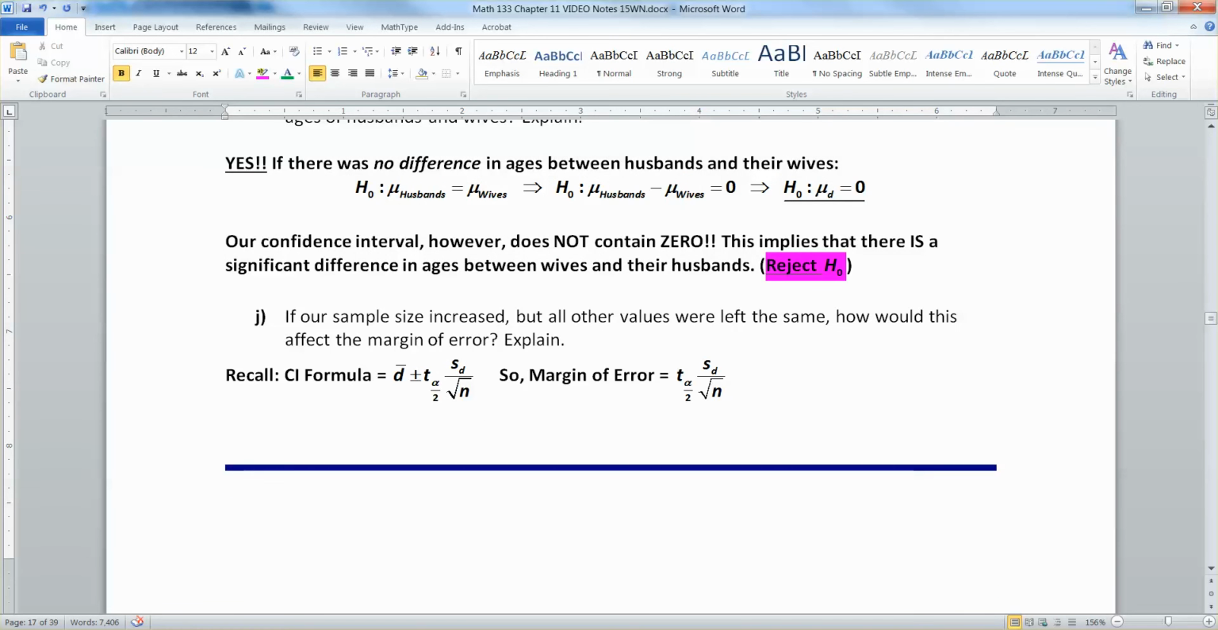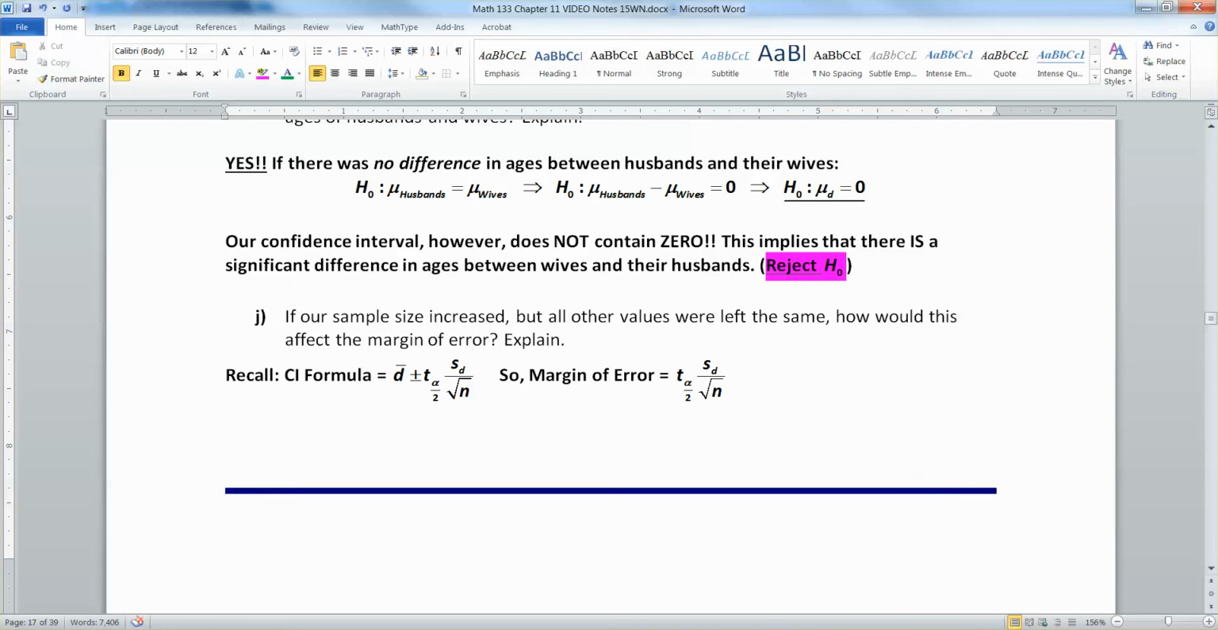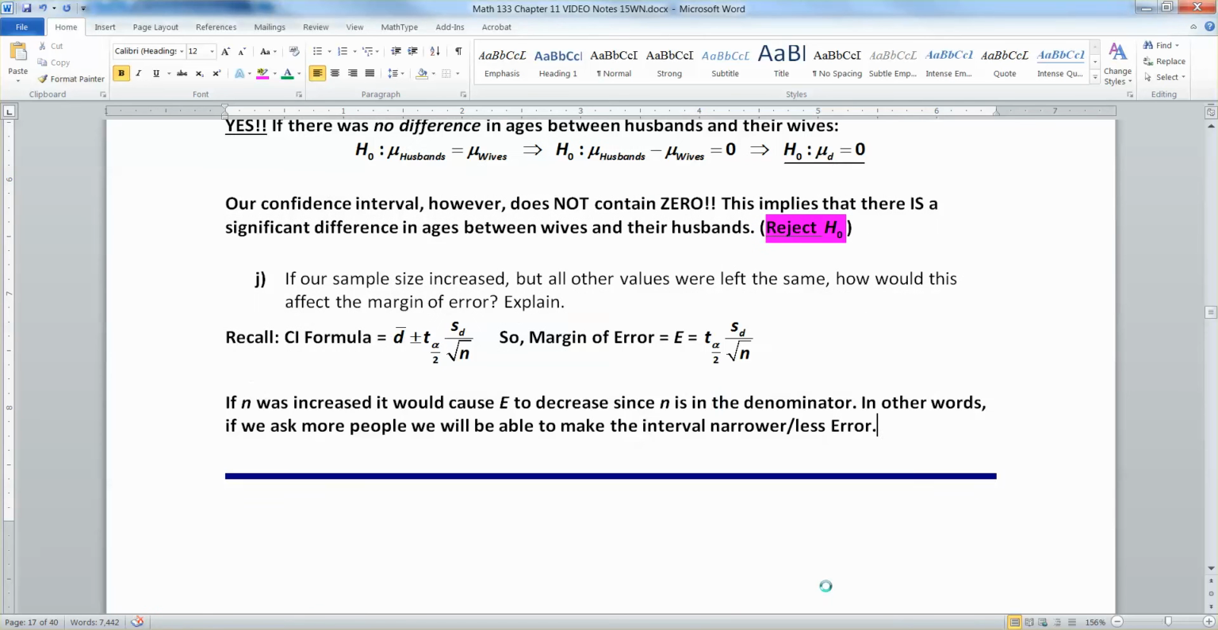There we have it. So since your confidence interval formula is the d bar plus or minus t alpha over 2 times sd over the square root of n, the margin of error itself is the back part of that formula. If n was increased, if your sample size was increased, it would cause the denominator to increase. And when your denominator is increased, it causes the overall thing to go smaller. So if n was increased, it would cause the error to decrease, since n is in the denominator. In other words, if you ask more people, you're able to make your interval narrower, less error, more accurate.